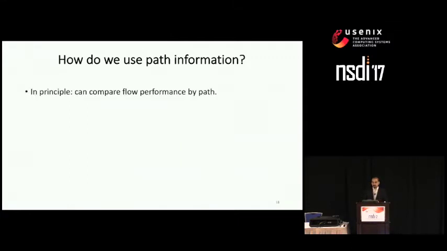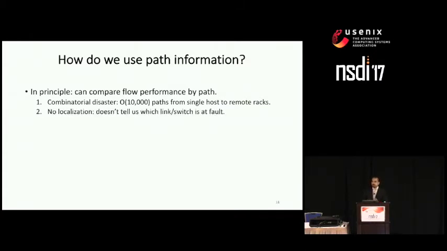So how do we use the path information now that we have it for essentially every flow inside the network? In principle, we could compare flow performance by path, but the problem is that we have a combinatorial explosion at this point. Just from a single host to all the destination racks, there is on the order of 10,000 paths that we need to consider. And second, this doesn't actually give us localization. It doesn't tell us which link along the path has a problem.